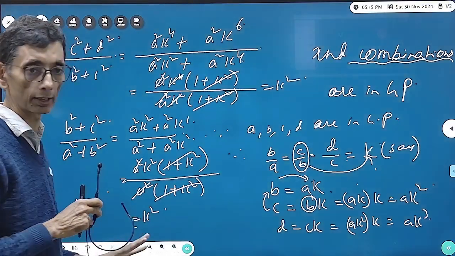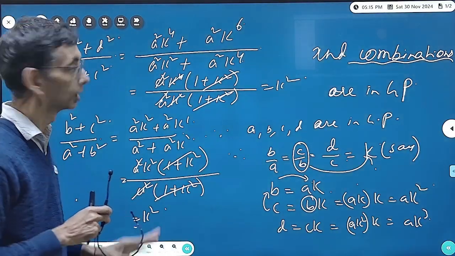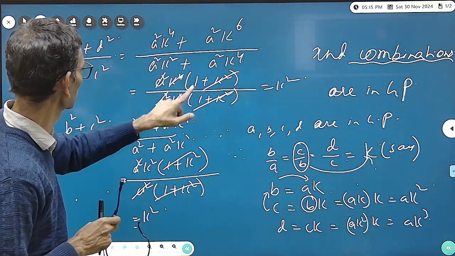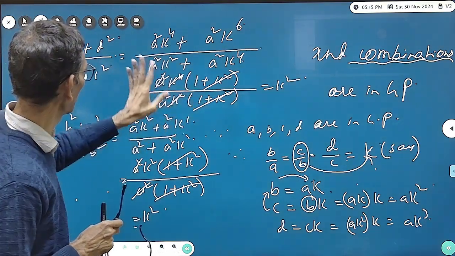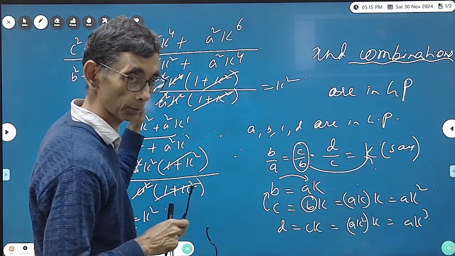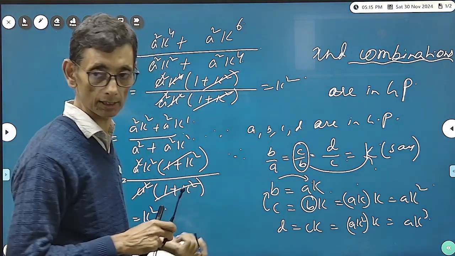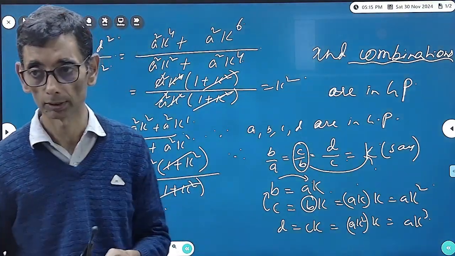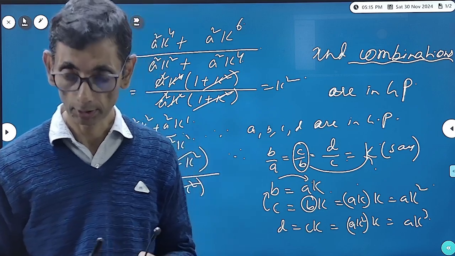So only k square will be left out, right? Here again, this will be minus, this will be minus. So minus is not affecting all this side. You can take common. Even though minus is there, you can take common. Here minus will be there, it will be cancelled. So options A and B both are correct. Right? Done?